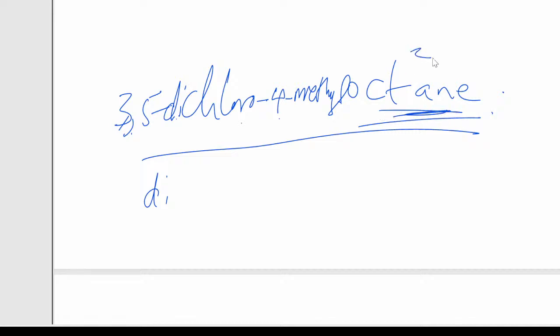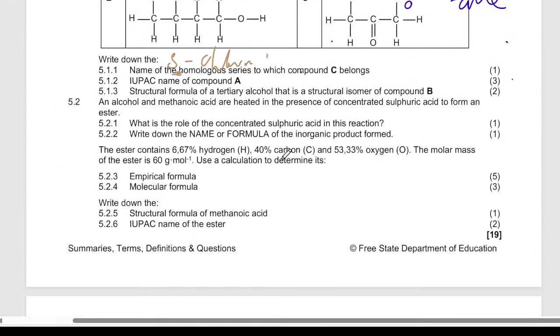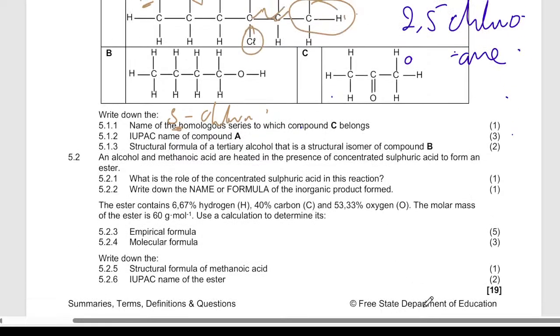Why don't I put 2 somewhere? Because a single bond cannot be shown. The single bond throughout means it is a hydrocarbon, sorry, a saturated compound. Are you getting it?